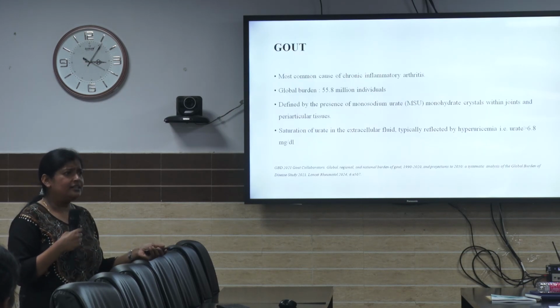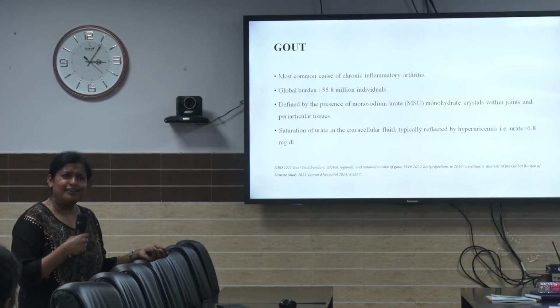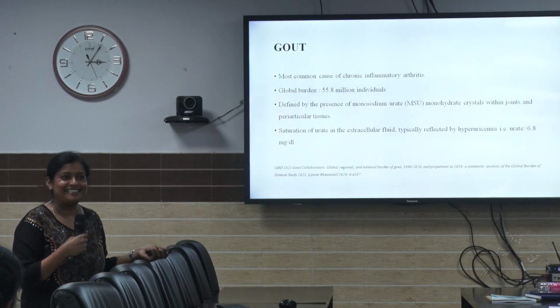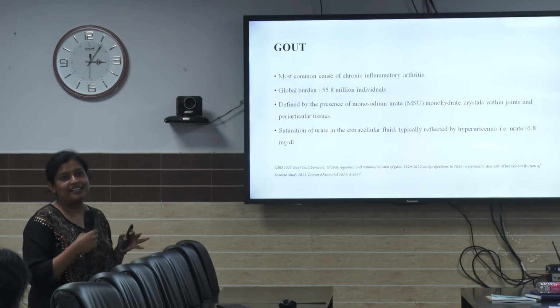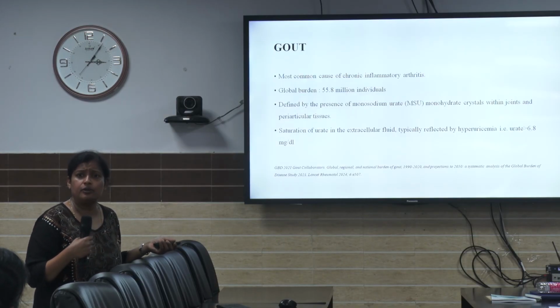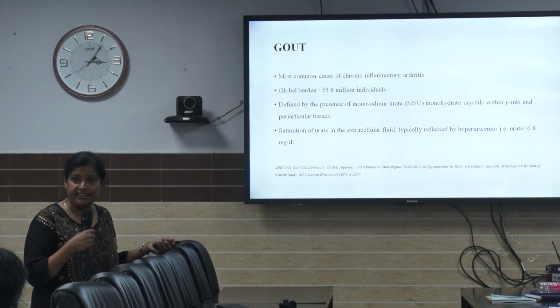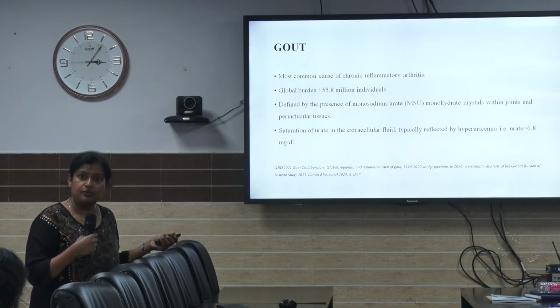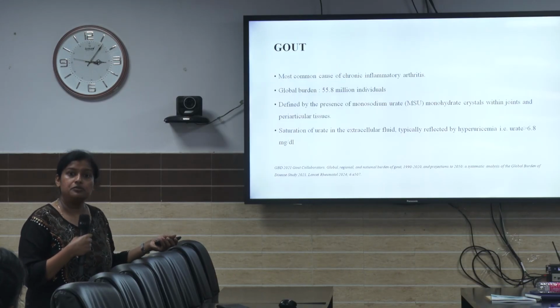Then gout. Why gout, all of a sudden, when we are talking about arthritis so much? Gout is a chronic inflammatory disease. If we look at an obese person, their uric acid level will be higher as compared to normal. Uric acid is excreted by the kidney. In chronic hypertension, hypertensive patients have a higher uric acid. Obesity is also causing the same thing. So that is the importance of knowing this disease.